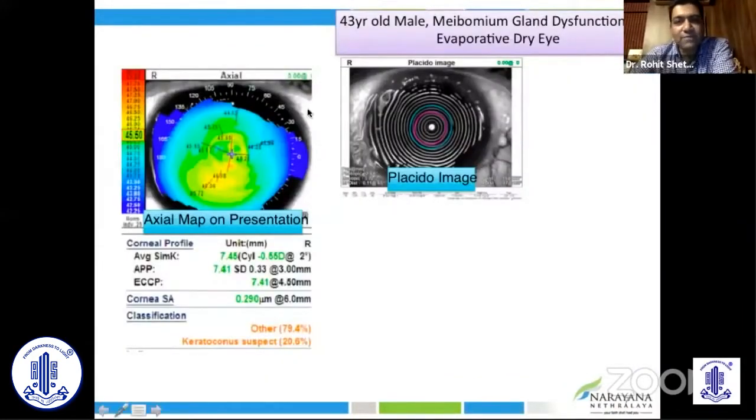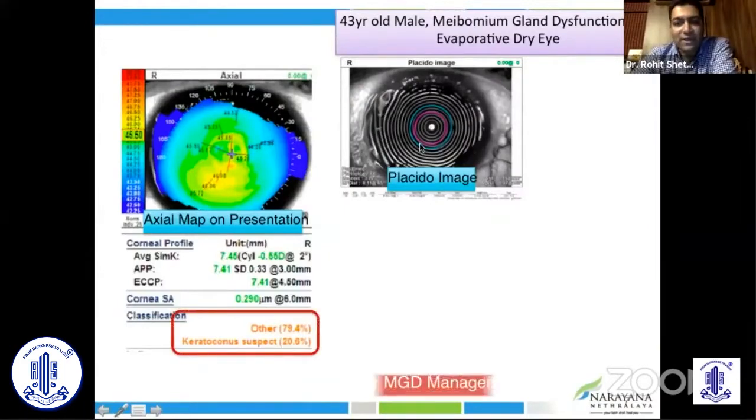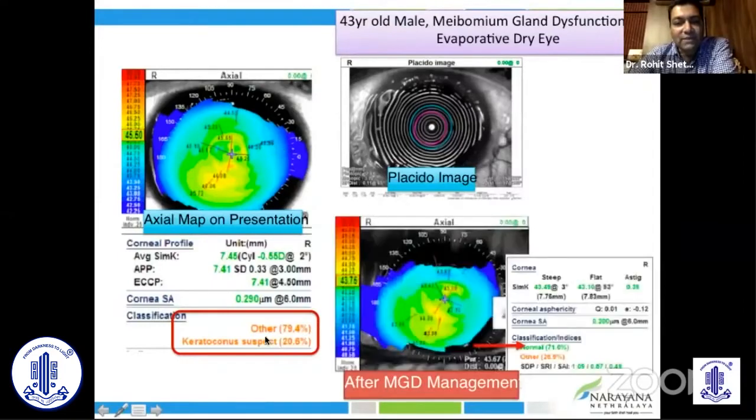Let me start with the tear film. A 43-year-old man comes to you for cataract surgery, and his Placido disc is like this, and all he has is a terribly bad corneal surface, and the machine says that your patient has keratoconus. Be aware of it. You treat him. This patient we treated with Lipiflow, and we redid his assessment. The whole cornea became more regular, and it says that it's normal.